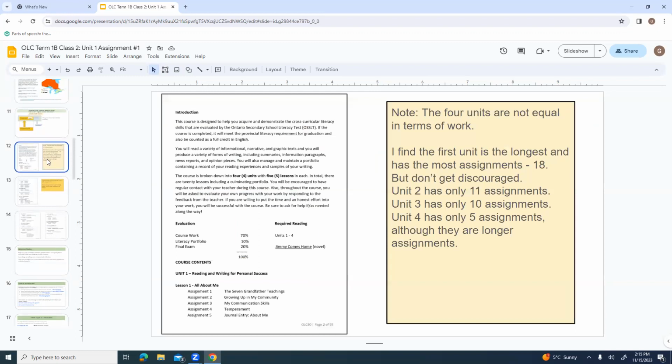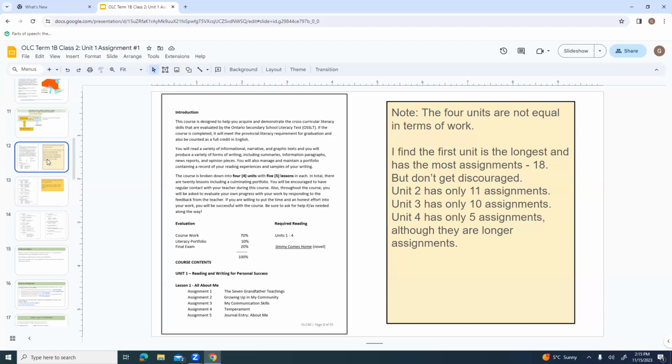I hope it does. All right, so we're working on Unit 1 today, and just the very first assignment. The first little bit of this, though, has some information kind of about the whole course, and this I find kind of useful every now and again to refer to, so I wanted to go over it, okay? So this course is designed to help you acquire and demonstrate the cross-curricular literacy skills that are evaluated by the Ontario Secondary School Literacy Test. If the course is completed, it will meet the provincial literacy requirement for graduation, and it also gets counted as a full credit in English.